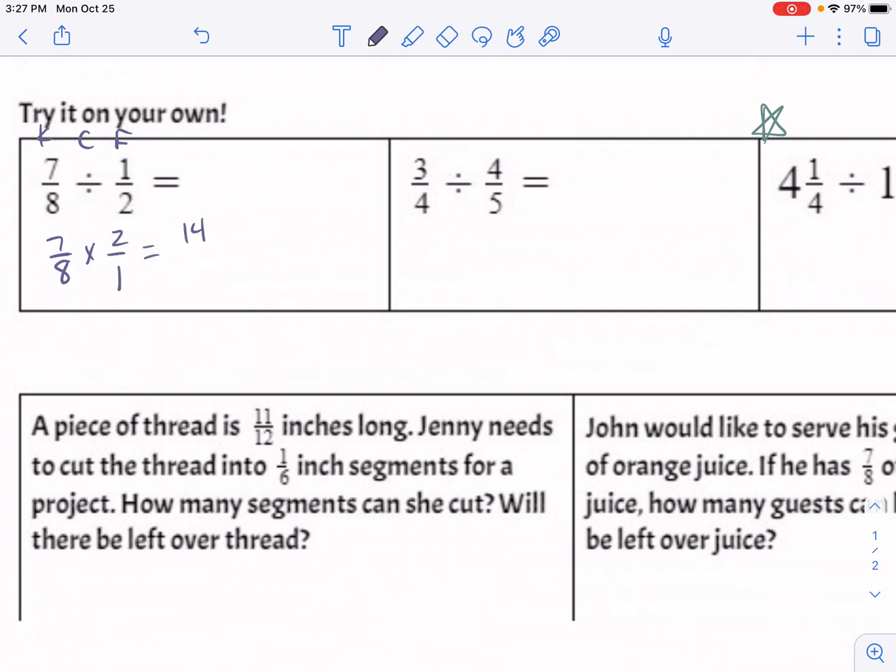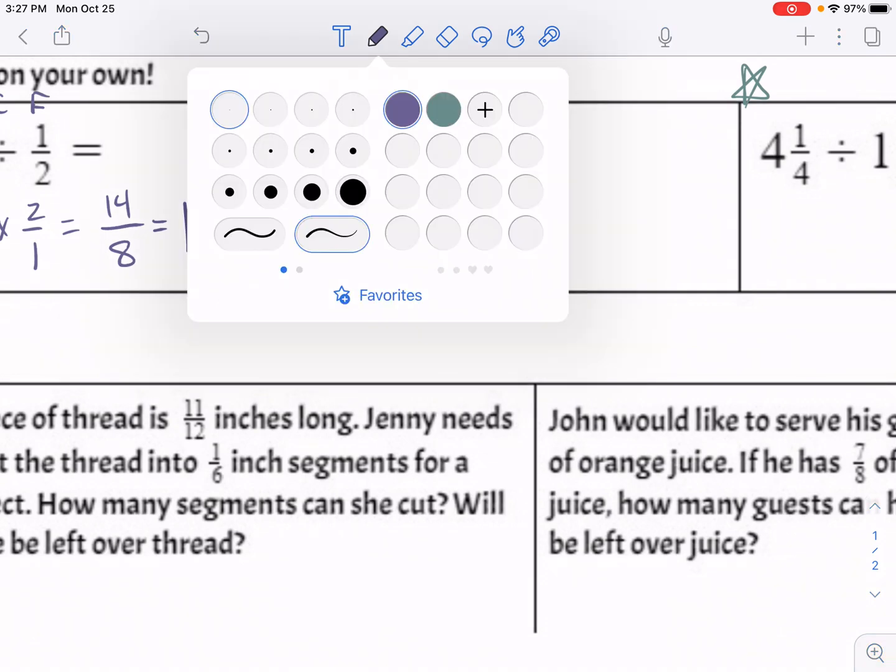7 times 2 is 14. 8 times 1 is 8. Then I'm going to see how many times 8 goes into 14. It only goes in one time, and that's 8, so I have 6/8 left over. But 6/8, not quite done.